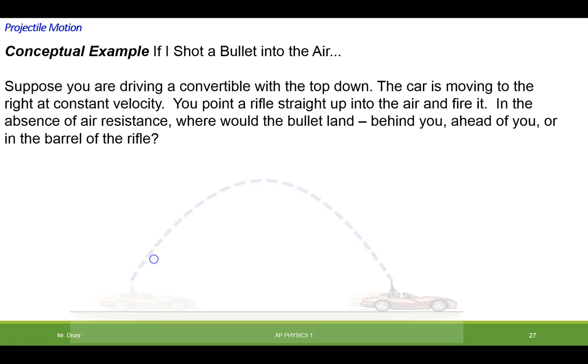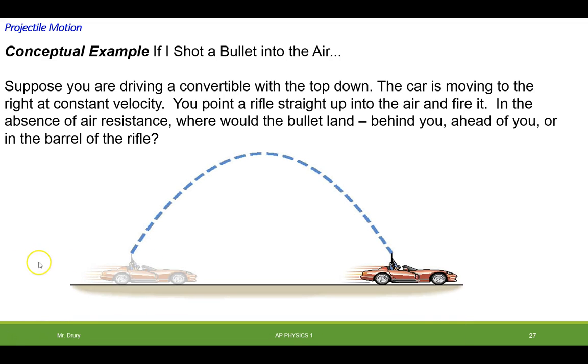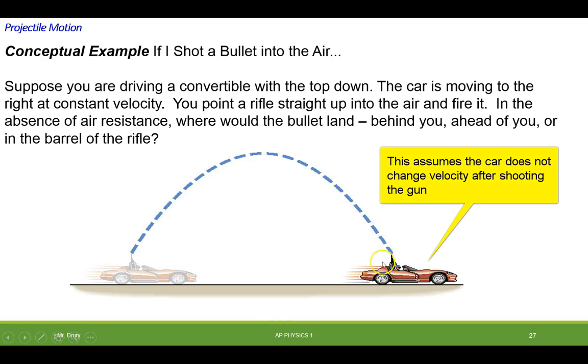Here's the answer. It should end up falling right back in the car. Just because the bullet is going up has nothing to do with the initial velocity of the bullet, which was the same as the car. It should go up at the same time it's going to the right, and it should fall right back into the car. All right? Here's another way of thinking of it.